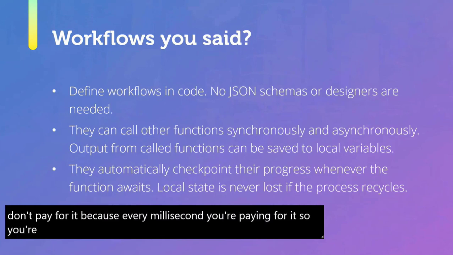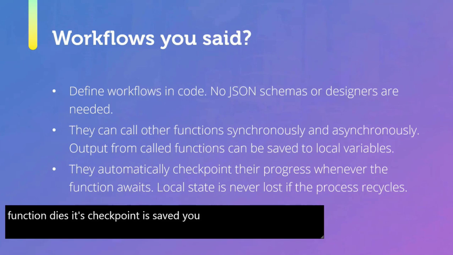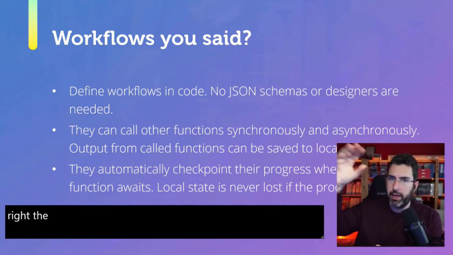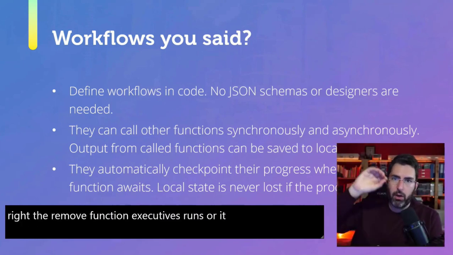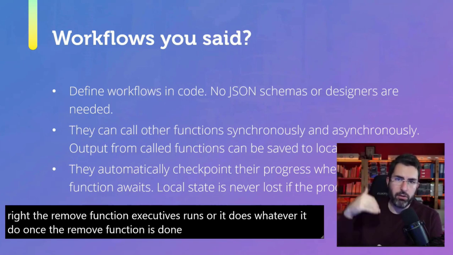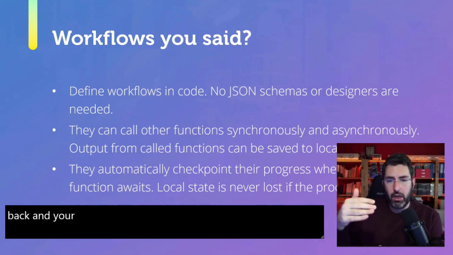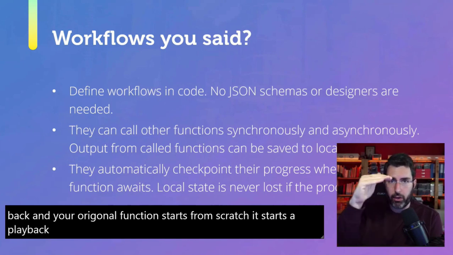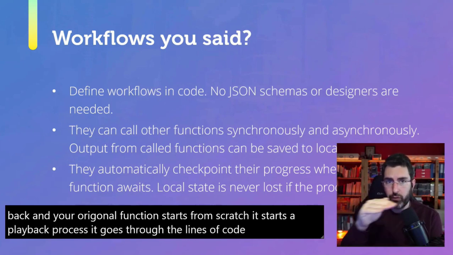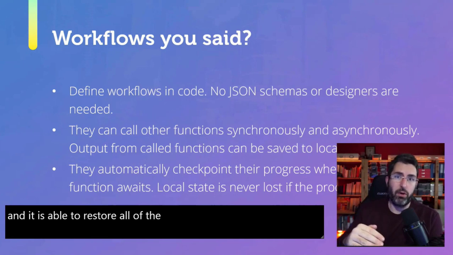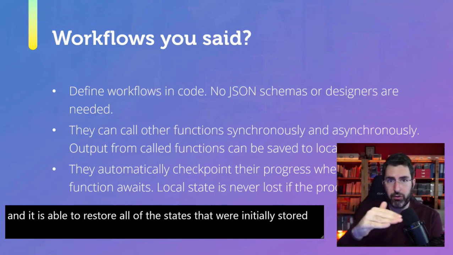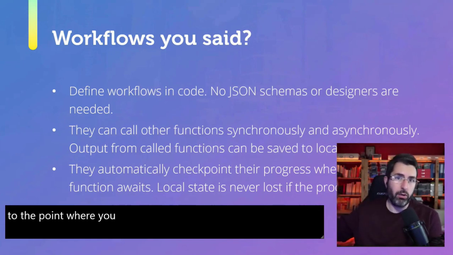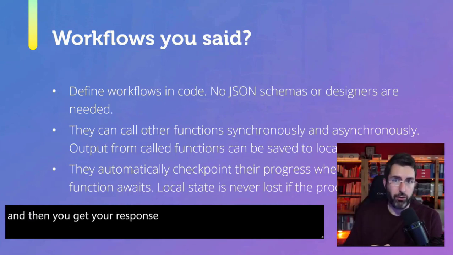So your function is calling another function. Meanwhile, your function dies, and its checkpoint is saved. You don't pay for its processor. The remote function executes, runs, and does whatever it does. Once the remote function is done, it calls back, and your original function starts from scratch in a playback process. It goes through the lines of code, and it is able to restore all of the states that were initially stored, and it is able to resume at the point where you actually called the third-party function, or whatever that remote function is, and then you get your response and continue with your code.